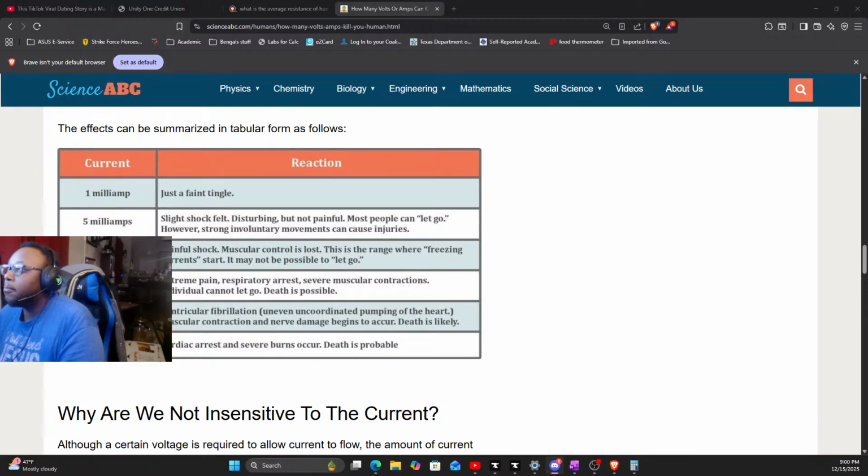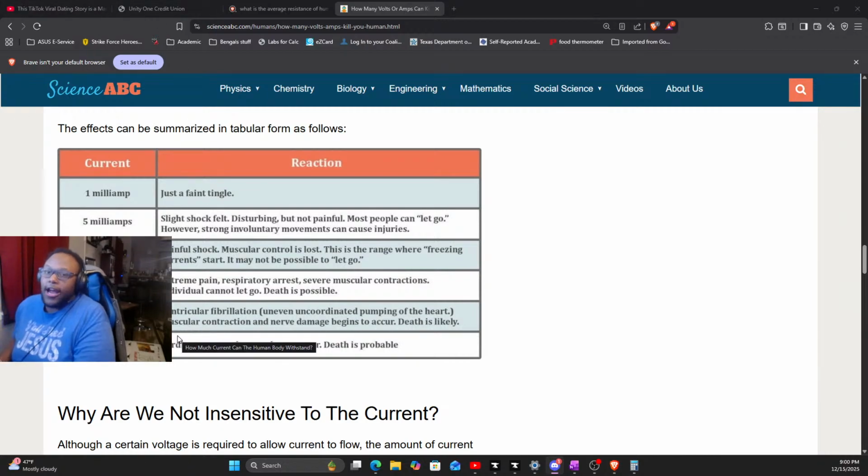Fair enough. But anyway, at 10 amps, you're basically cooked. You're basically fried. That's like getting struck by a bolt of lightning. People have survived. Exactly. It says death is possible. It doesn't say death is guaranteed, but it's now possible. That's scary. Surviving lightning. Probable.